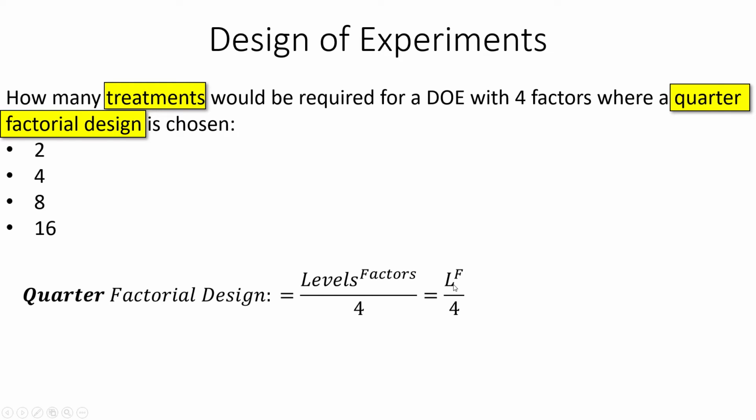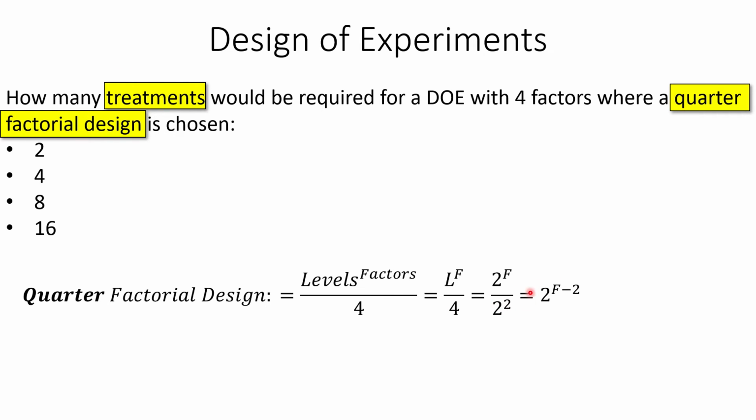Now, what we are given, by the way, we can simplify this equation as L to the F, levels to the factors, divided by 4. It's a quarter factorial design. We have to divide by 4 because we're going to do 1/4 of the total number of treatments. So we can take levels to the factor. We can convert that into 2. We're going to do a 2-level experiment, 2 raised to the F, divided by 2 squared, right? 2 squared is equal to 4. We just changed that into an exponent.